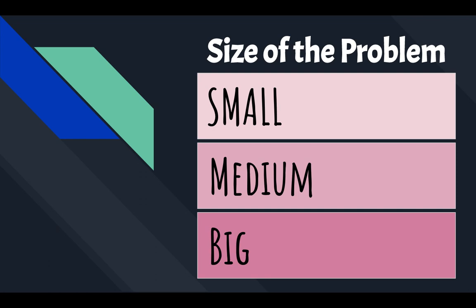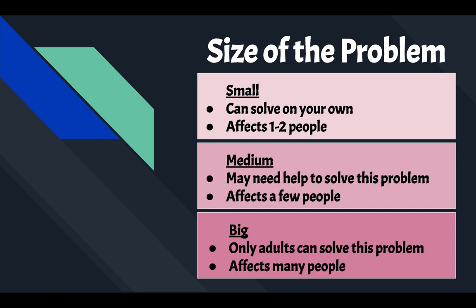All right, so here's just a quick review on the size of the problem. If we remember, every problem can be in one of these problem sizes. A small problem is something pretty minor that usually only affects you. A medium problem is something that might affect a couple people. A big problem is a disaster. That's the word that I like to use, disaster. So if we want to know how we can tell the difference between the sizes of problems, this is what we need to consider.